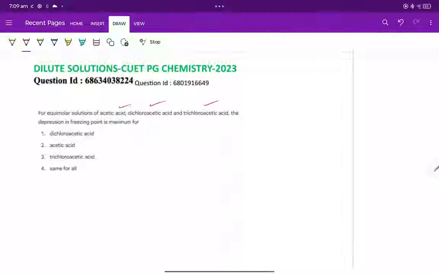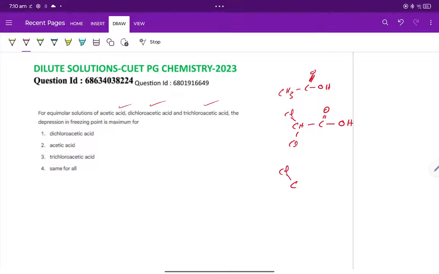So let us write the formulas of the acids given. One is CH3COOH. Next one is dichloroacetic acid. So this will be CHCl2COOH. And next one is trichloroacetic acid. So that is CCl3COOH. So these are the acids given.